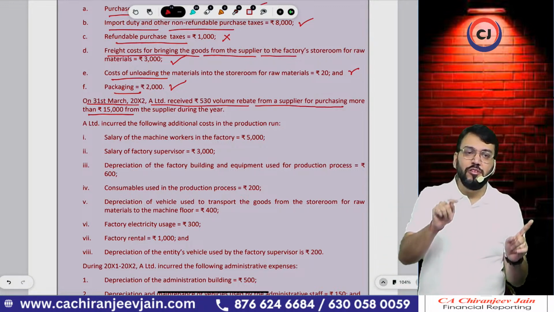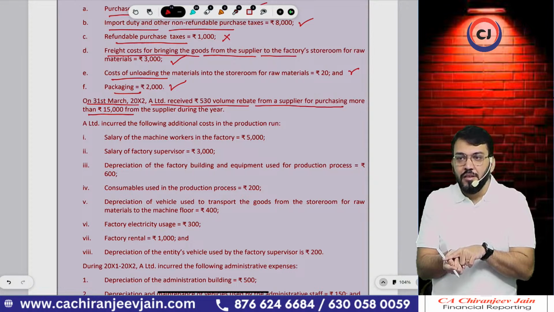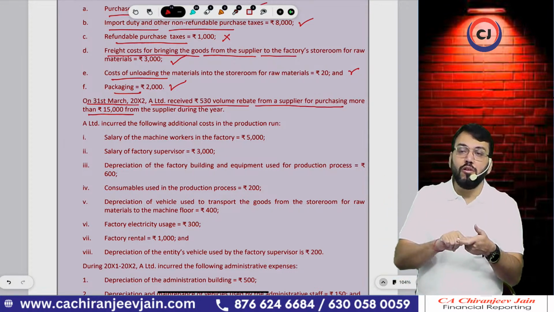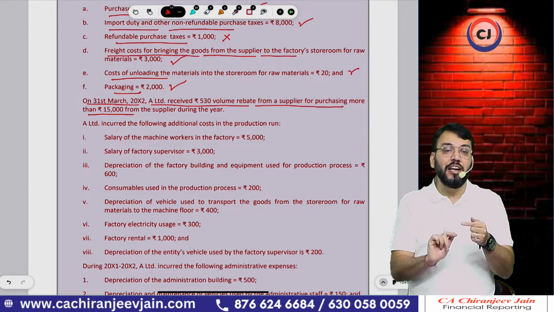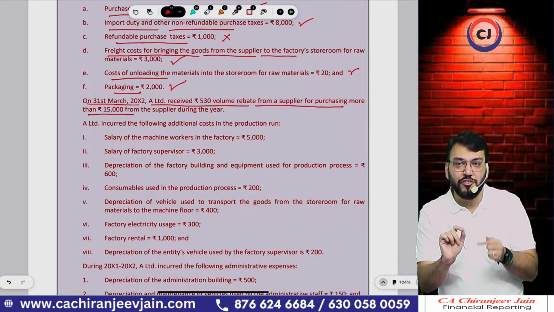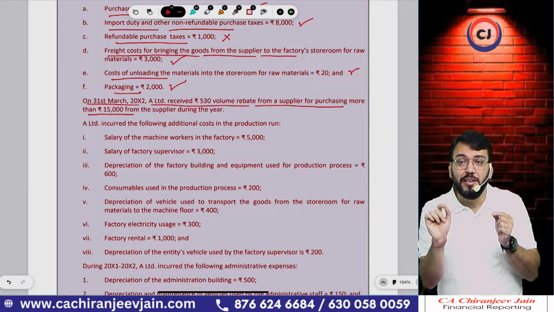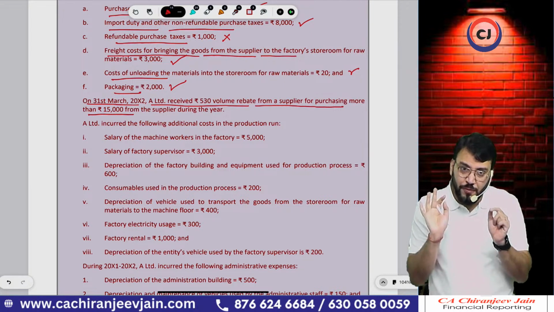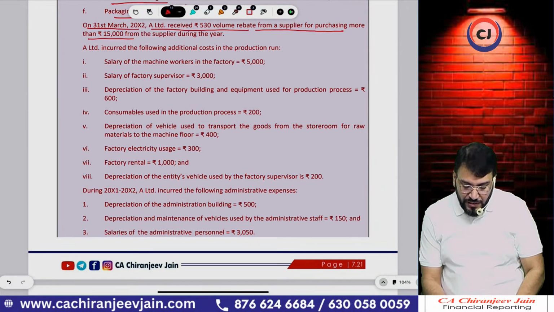Correct? What is the difference between trade discount and cash discount? Cash discount is given on settlement. On settlement means that is not known on the date of purchase, and therefore cash discount or settlement discount will not be deducted while calculating cost of purchase. So any cash discount or settlement discount will never be deducted from purchase price to calculate cost of purchase. Got this point?